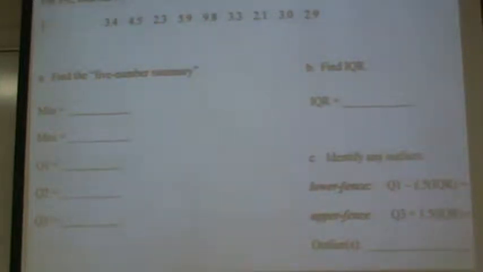This is 11.5, day 2 homework. Number 1 wants us to find the 5-number summary for each of the data sets and then identify any outliers.